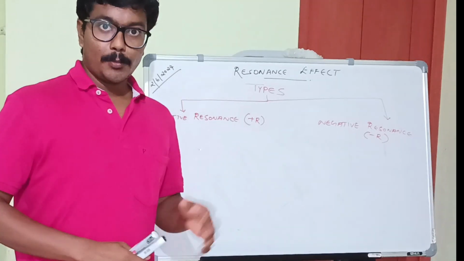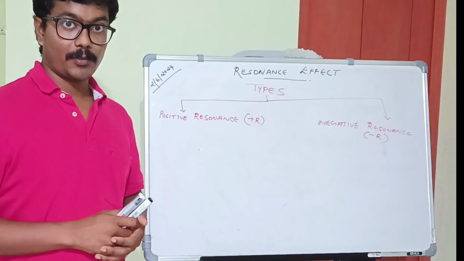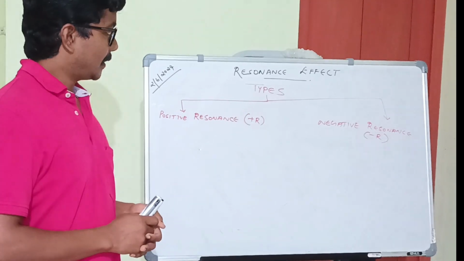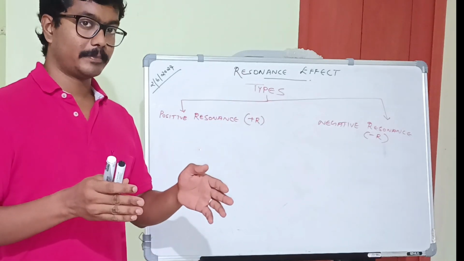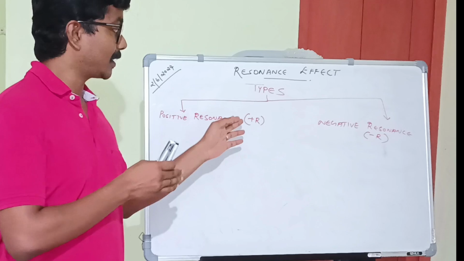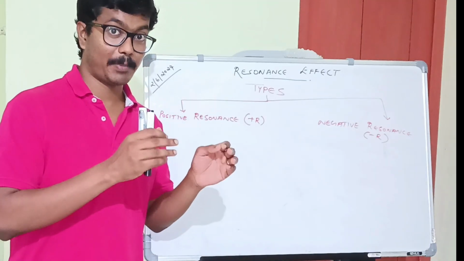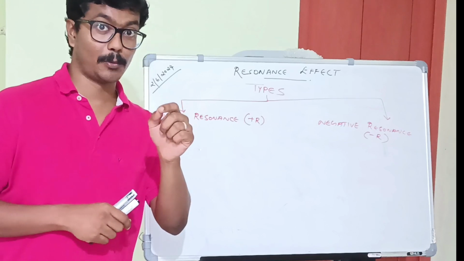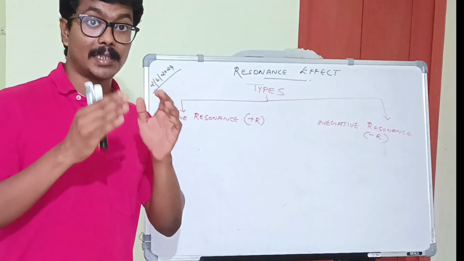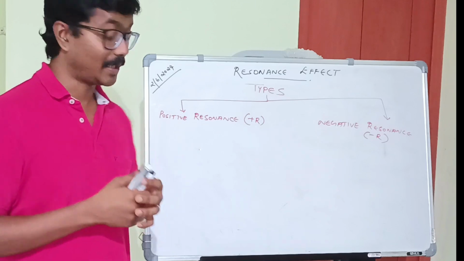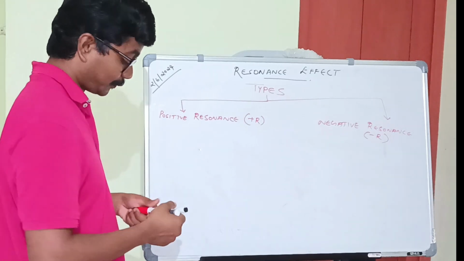Okay. So we move on to the fourth part. Types of resonance. So the resonance effect in organic chemistry can be divided into two parts: positive resonance and negative resonance. This mainly depends on the substituent group or the functional group attached to the actual compound. Okay. Let's consider an example.